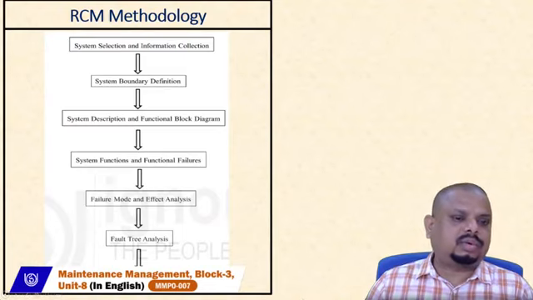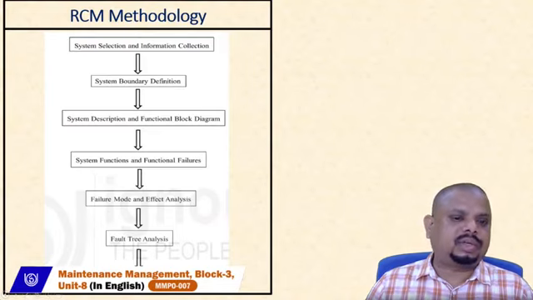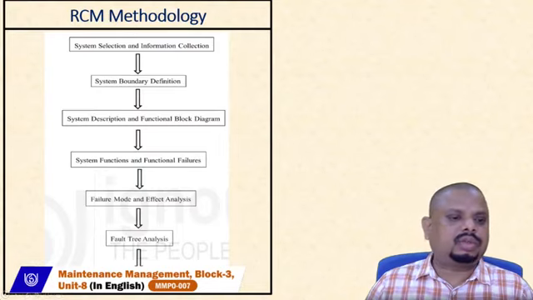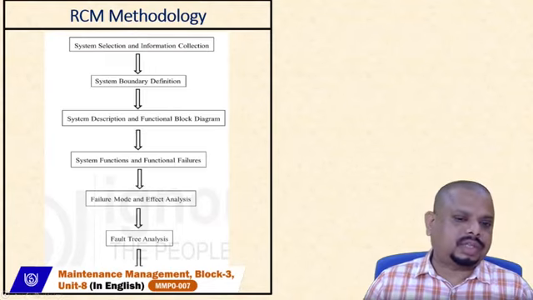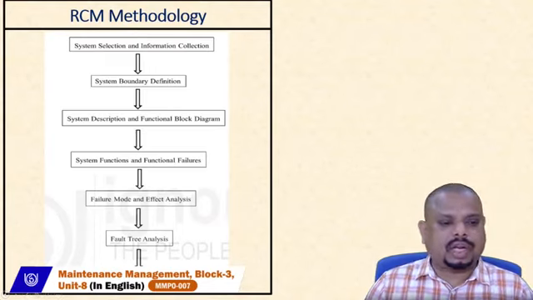Next, you have to go for system descriptions, and a functional block diagram should be there. For example, if you are using a steel production system, that should be represented in the form of a functional block diagram. If you are using a sugar production system, each production process should be represented in the form of a functional block diagram.